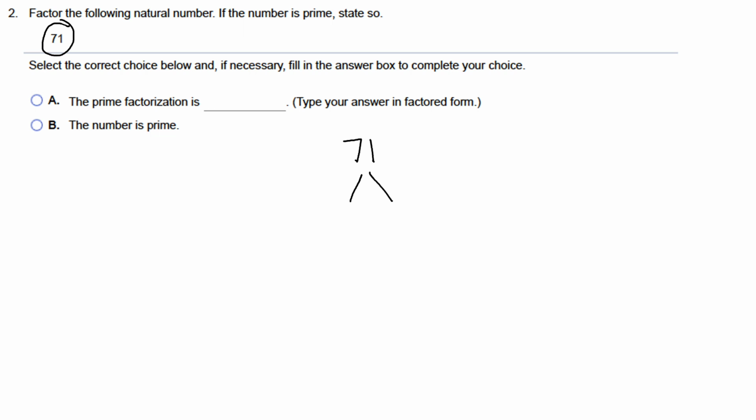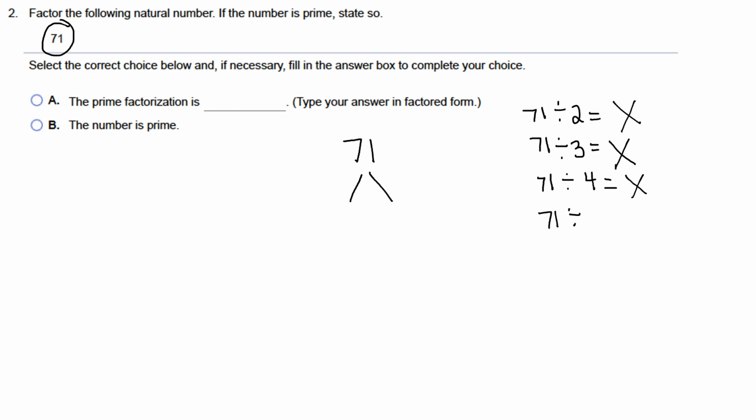If you take your calculator, you can try to divide numbers evenly into 71. First, let's try 2. 71 divided by 2 is not an even number. That's because 71 is not even. Next, we can try 71 divided by 3. Again, that gives us a decimal number, so that's not a whole number, so 3 doesn't divide evenly into 71. The same is true for 71 divided by 4, 71 divided by 5, and so on.